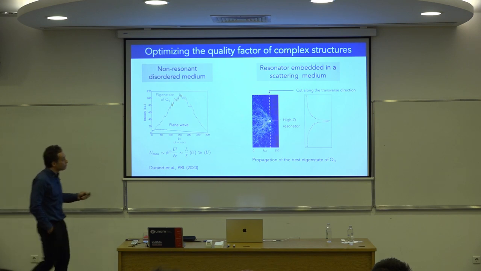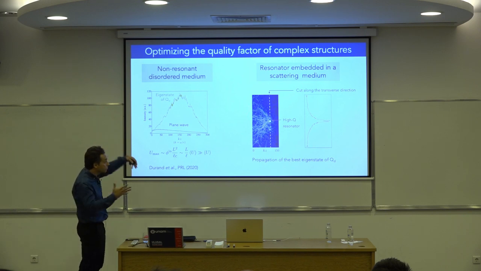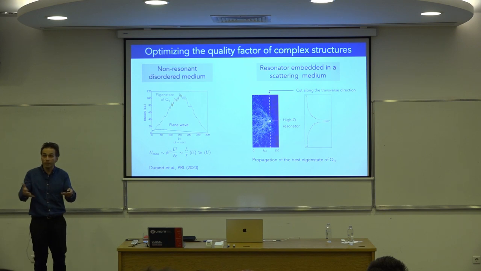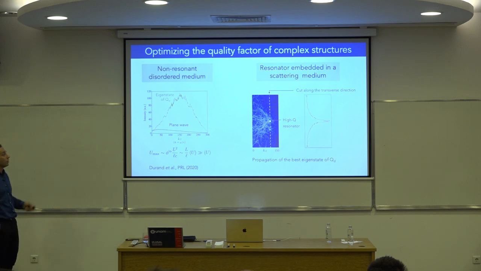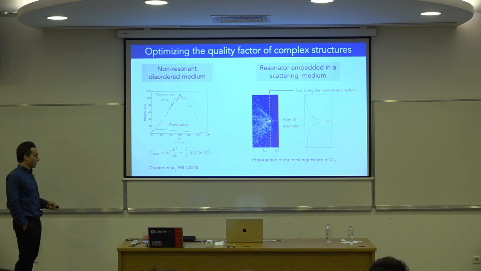And indeed, you see the propagation inside the system, it tends to converge to the high Q resonator, even if you don't know where it is, right? So just from the reflection and the transmission, you can find it. You can find where your resonator is, and it will focus sharply on it.